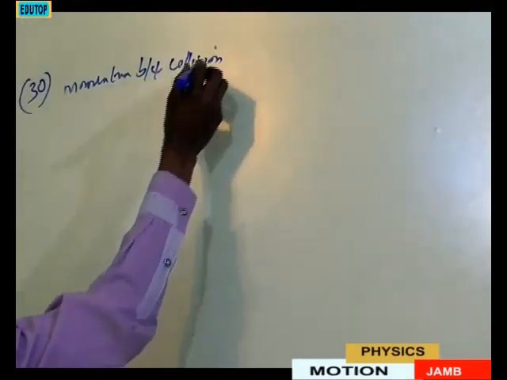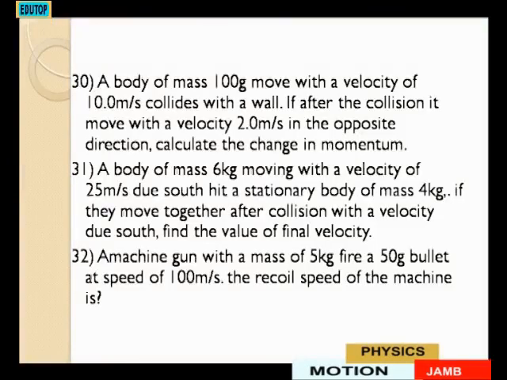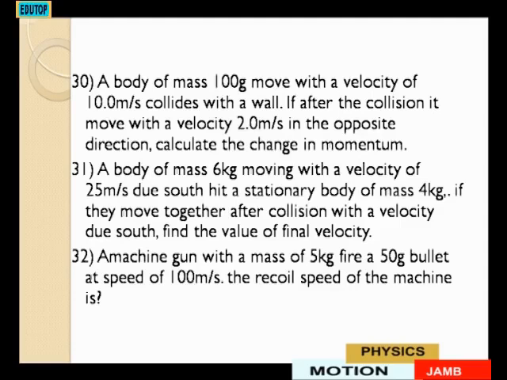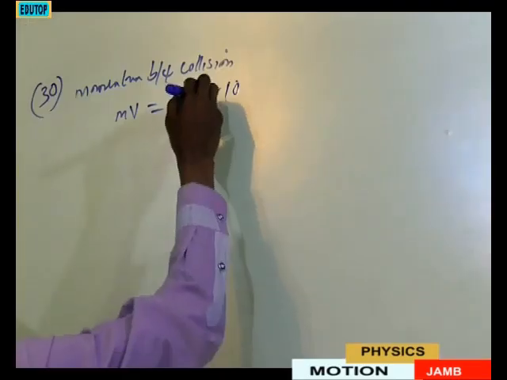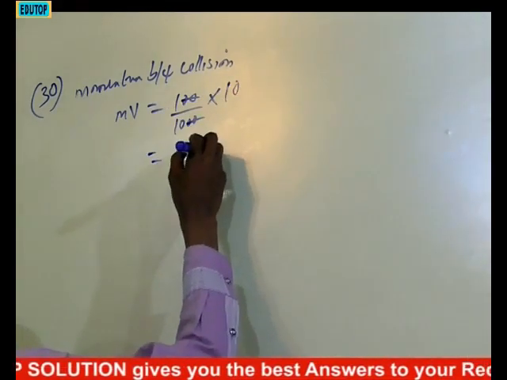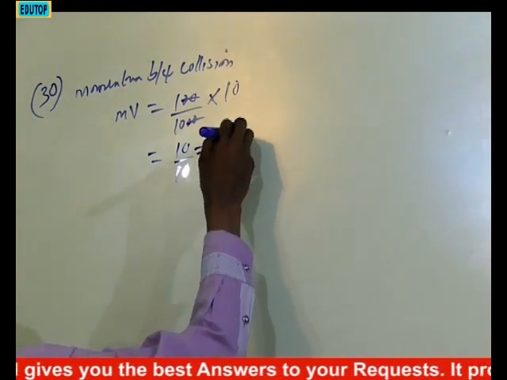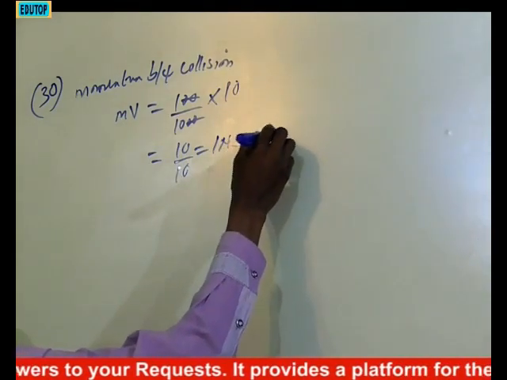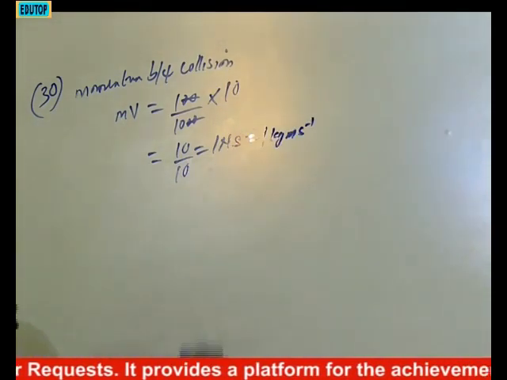And momentum is equal to mass times velocity. The mass of the body is 100 grams. It moves with 10 meters per second. Let's convert 100 divided by 1000. Then the velocity at which the body moves, 10. Okay, 10 over 10, which is equal to 1 Newton second momentum, or it can be equal to 1 kilogram meter per second.